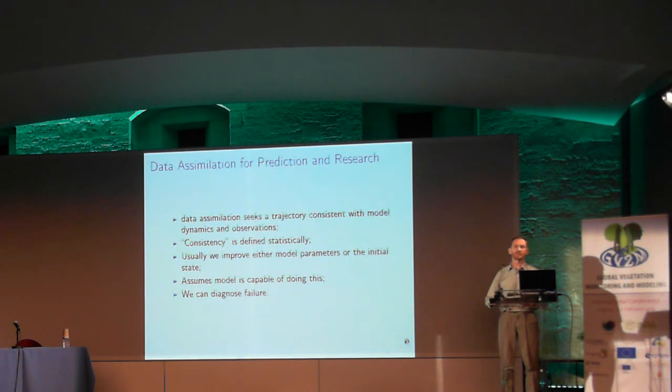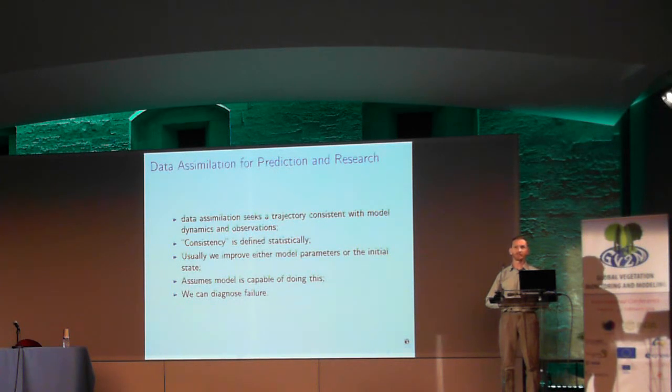So what does data assimilation try and do? You can say in words, it looks for a trajectory, an evolution of a system in time, that is consistent with some model dynamics. The model dynamics can be anything, it's just a way of writing down the way we think we understand the system behaves, and also consistent with some observations. Consistency is used as a word here, but it in fact has a range of statistical definitions. We mean it in some statistical sense.